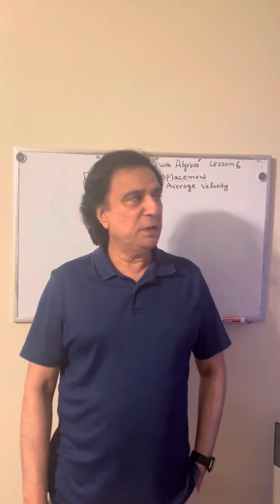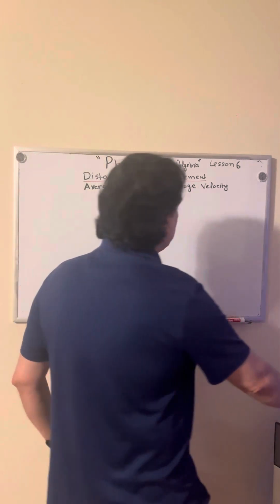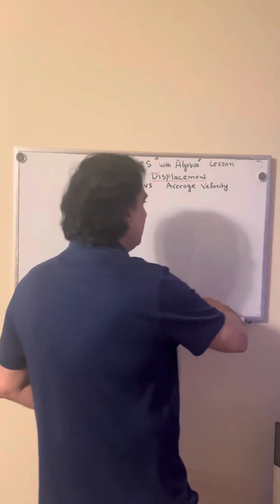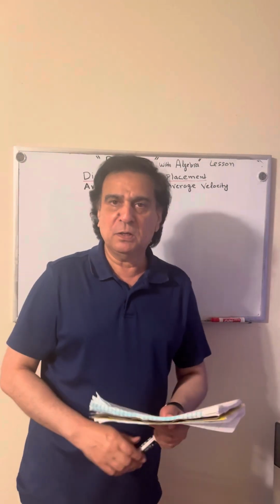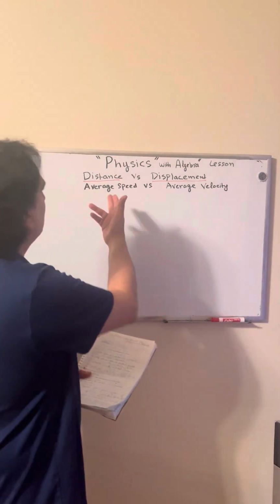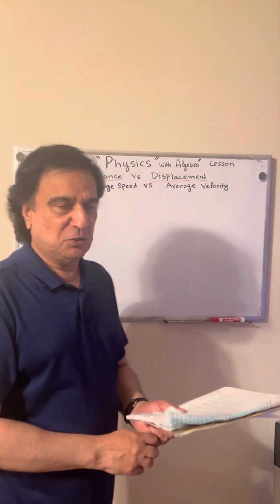My today's topic is going to be under physics with algebra, and we're going to do lesson 7. And in this lesson, I'm going to solve an example where we'll find what average speed is and we'll find what average velocity is.